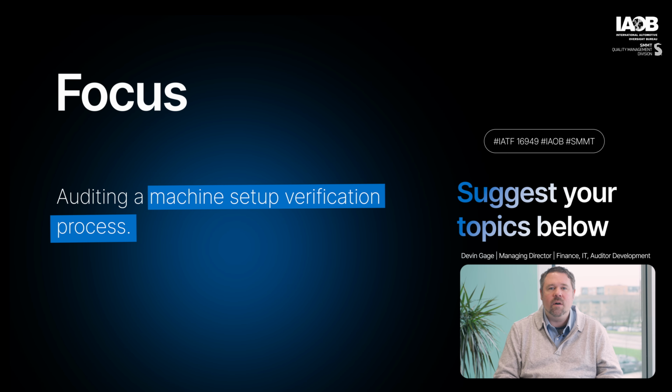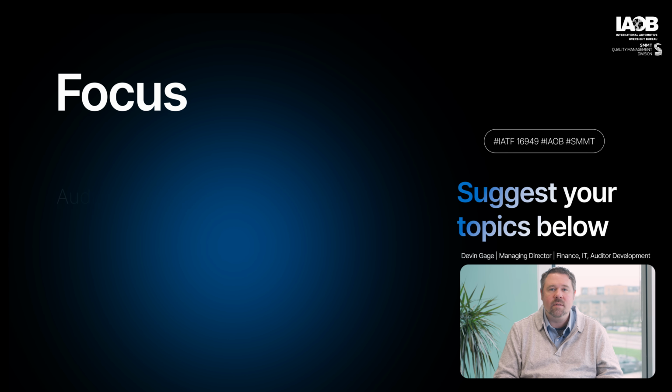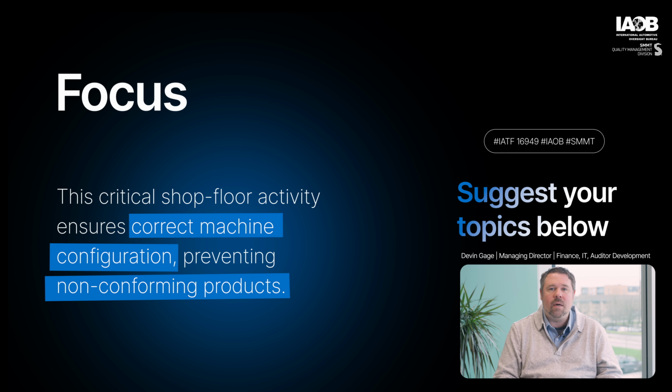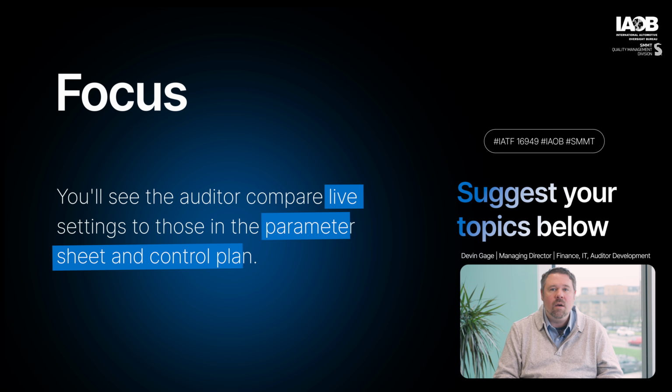In this video, we see the auditor auditing a machine setup verification process. This is a critical shop floor activity, ensures correct machine configuration, preventing non-conforming products. You'll see the auditor compare live settings to those in the parameter sheet and control plan.